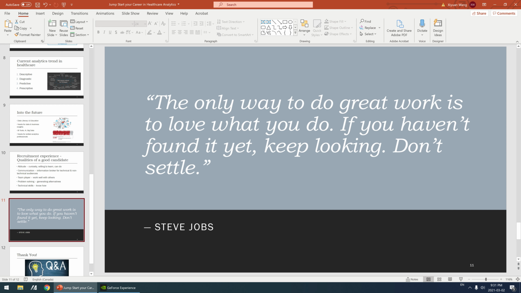So I would like to close up with this quote from Steve Jobs. The only way to do great work is to love what you do. If you haven't found it yet, keep looking and don't settle. I really love the quote. It's all about finding the right job to do and finding your passion, finding your purpose.